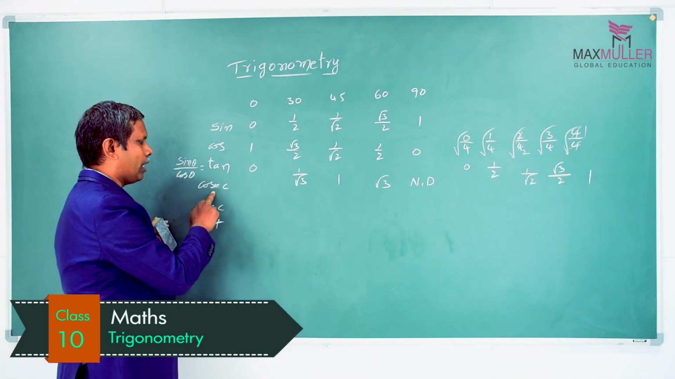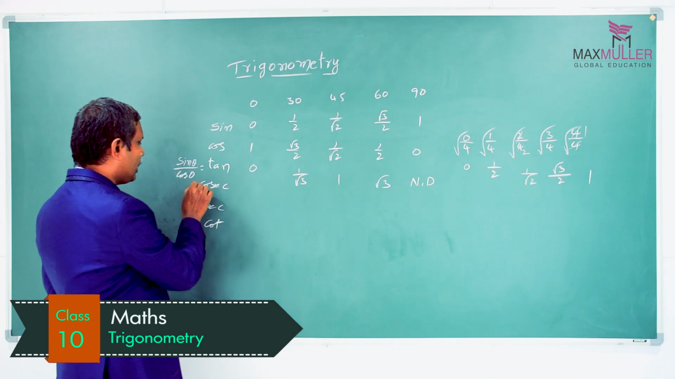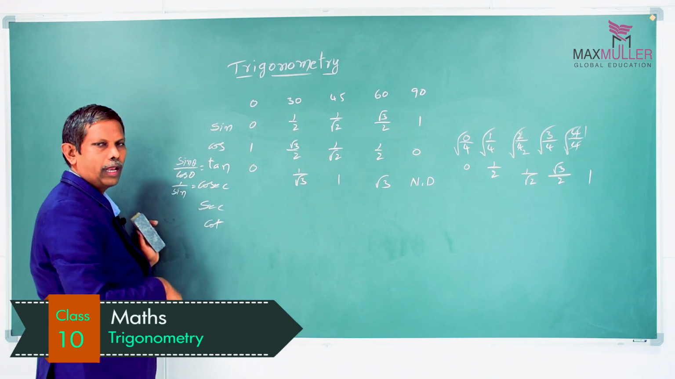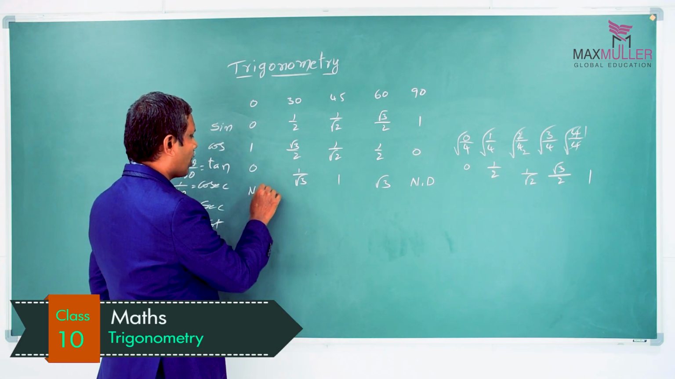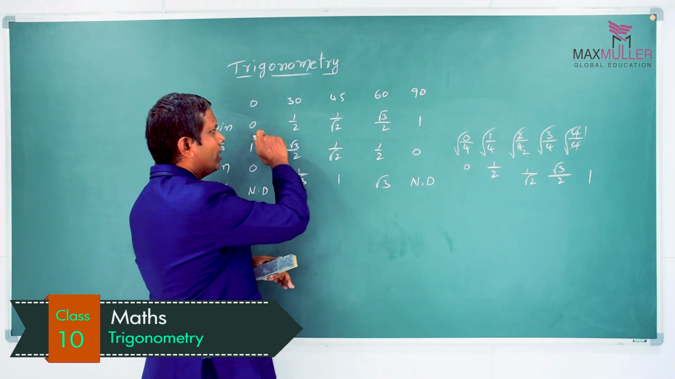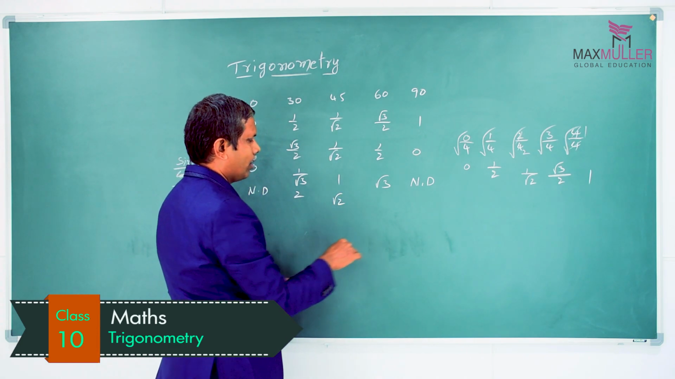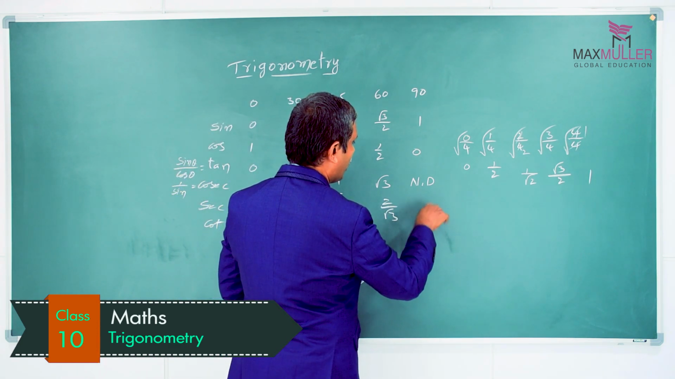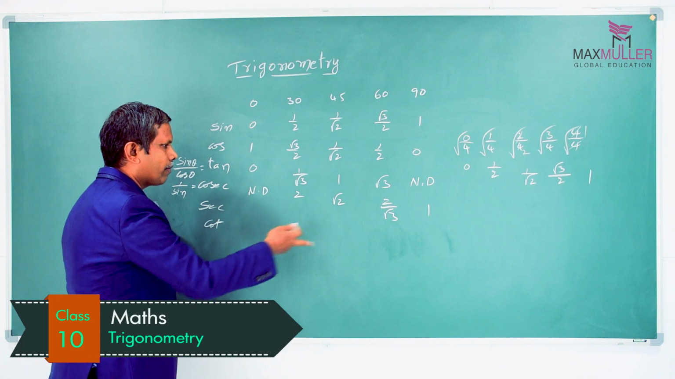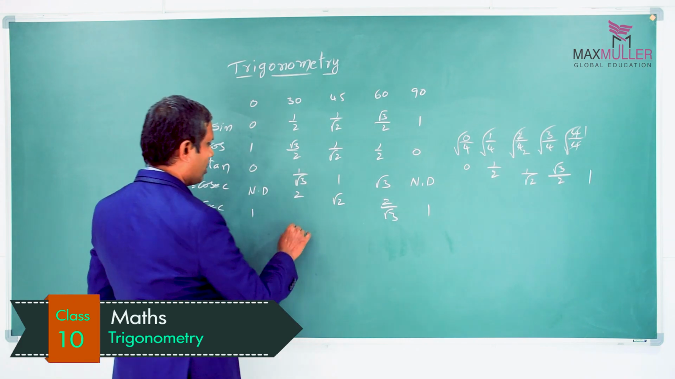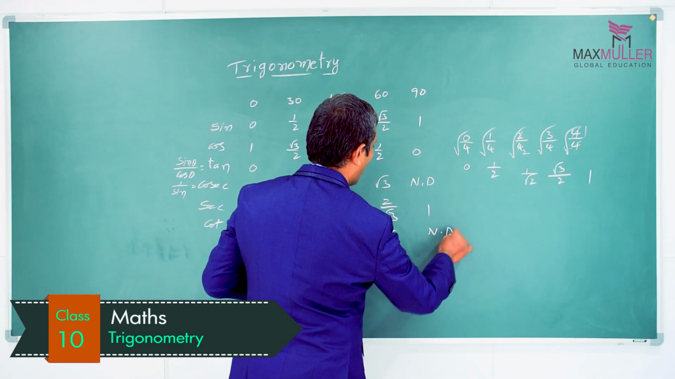Similarly, we can write cosecant. Cosecant is nothing but the reciprocal of sine. So this cosecant I can write as 1 by sine. So 1 by 0, what is the value of 1 by 0? Not defined. 1 by 1 by 2, you can write reciprocals of these: 2 by 1, root 2 by 1, 2 by root 3, and here 1 by 1, that is nothing but 1. Secant we can write from 90 onwards: 1, 2 by root 3, root 2, 2 and not defined.